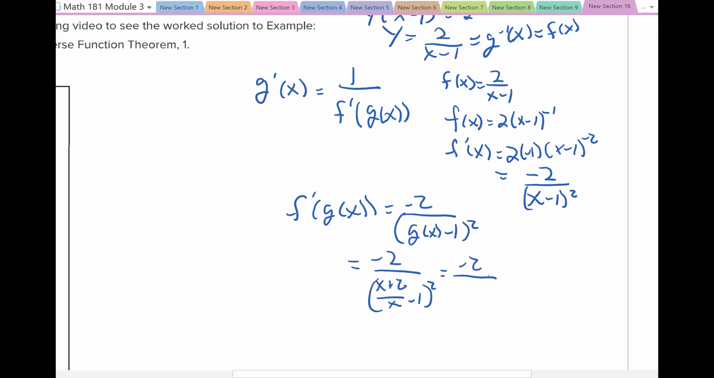So negative 2 over x plus 2, and to subtract 1, I have to make it x over x, so minus x over x. So it's negative 2 over 2 over x. So that's going to be negative 2 times the reciprocal of 2 over x, so it's x over 2. So I get negative x.